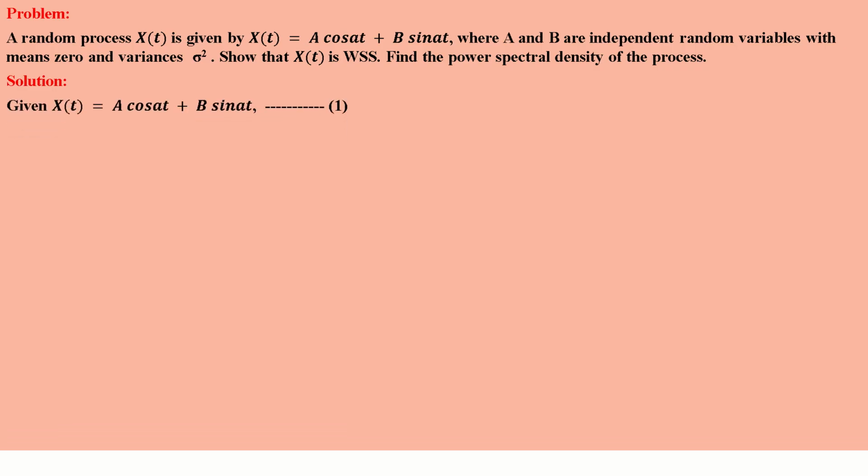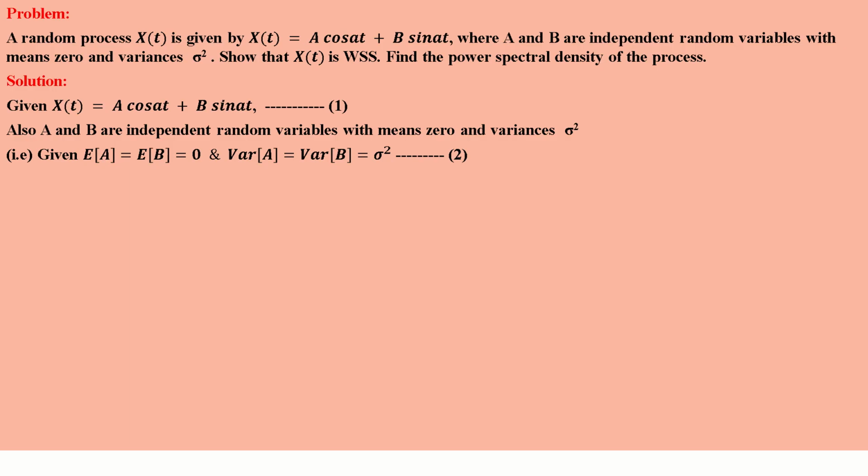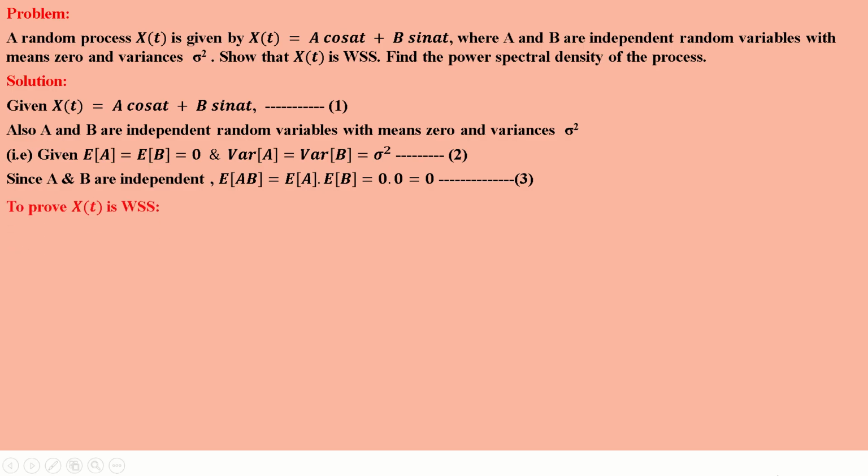Given X(t) = A cos αt + B sin αt, equation number 1. Given A and B are independent random variables with mean 0 and variance σ². That means the mean is nothing but the expected value of that random variable. So E[A] = E[B] = 0, and variance of A = variance of B = σ², equation number 2. A and B are independent, so the expected value of AB = E[A] E[B], that is 0. That is equation number 3.